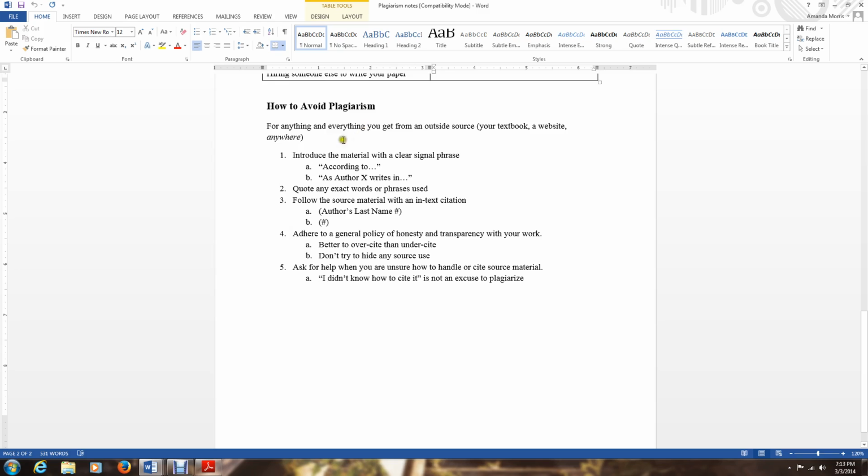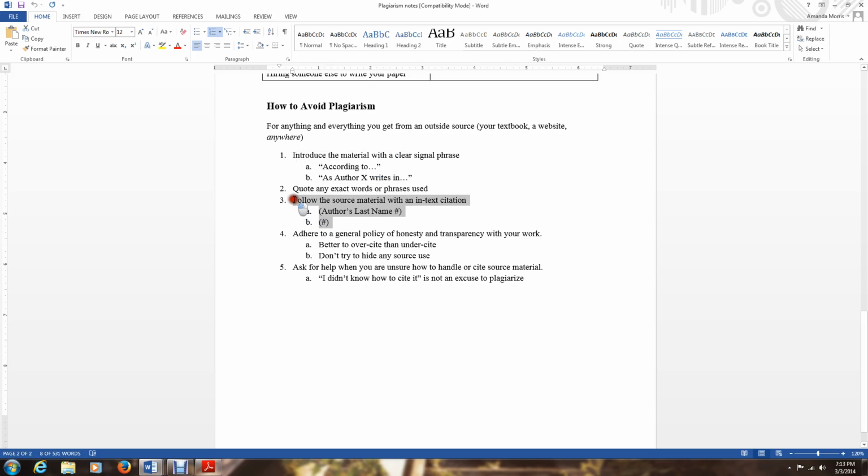You should introduce it with a clear signal phrase. That's step 1. So this is where you say, according to Barbara Ehrenreich, according to dictionary.com, according to the name of your history textbook. Give us a heads up that you're getting ready to use a source. Whatever you use as exact words, whether it's a full sentence or just a few words of a phrase, always put it in quotation marks.